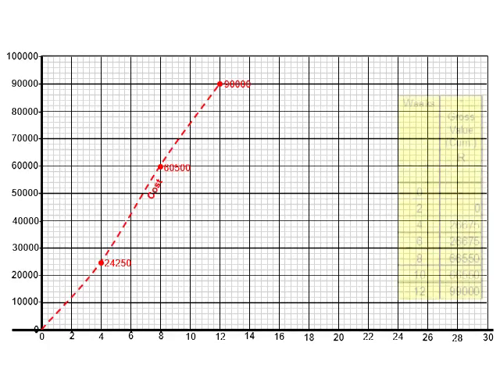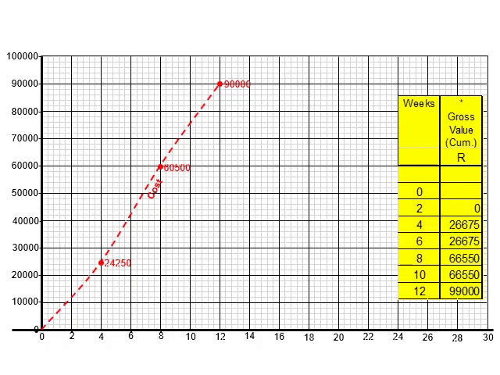Next, we deal with the cumulative gross value line. Here, we need to refer to the cumulative gross value column in the worksheet. The amounts reflected are 26,675, 66,550, and 99,000 Rand. Plot these amounts, relative to the horizontal scale, at monthly intervals, and relative to the vertical monetary scale. Thereafter, draw a blue solid line, connecting these positions on the graph paper.